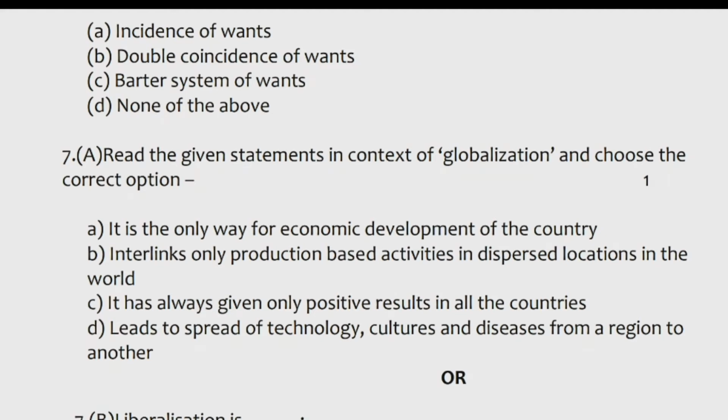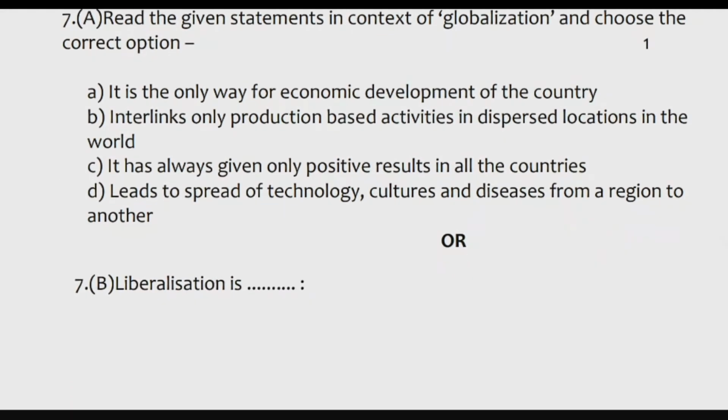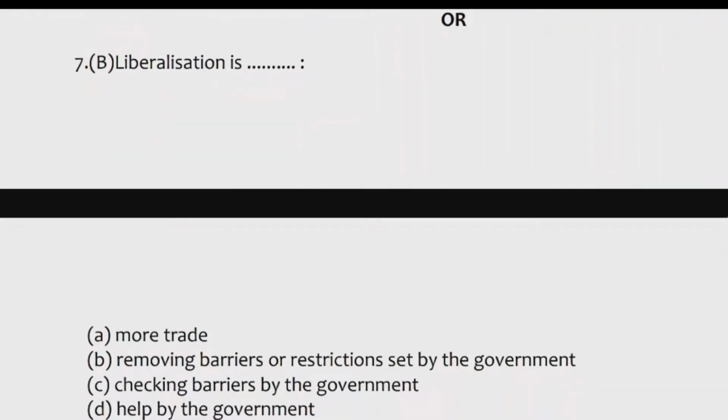Or 7b. Liberalization is dash. Options: A. More trade. B. Removing barriers or restrictions set by the government. C. Checking barriers by the government. D. Help by the government.